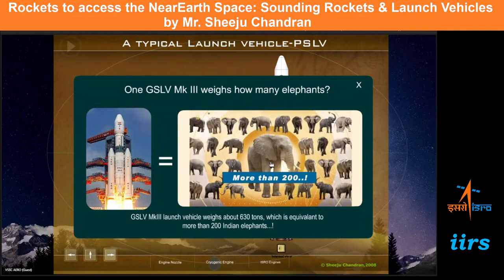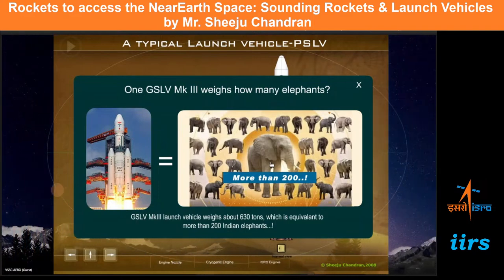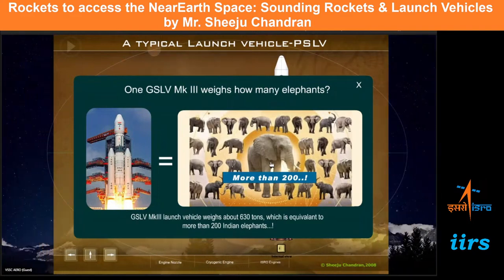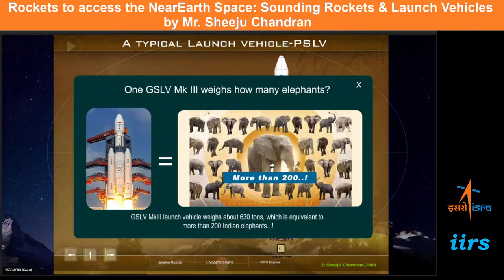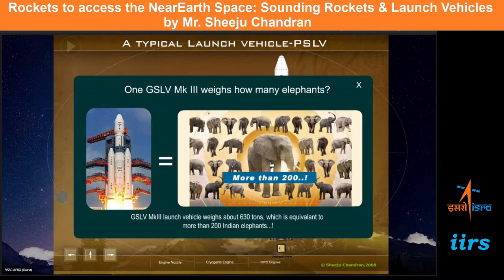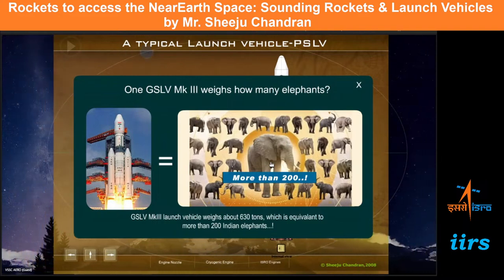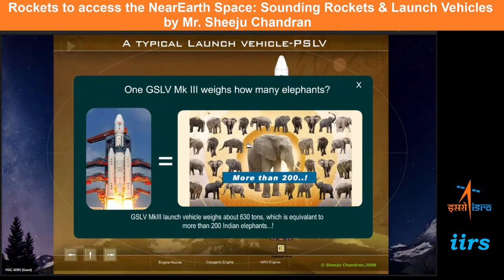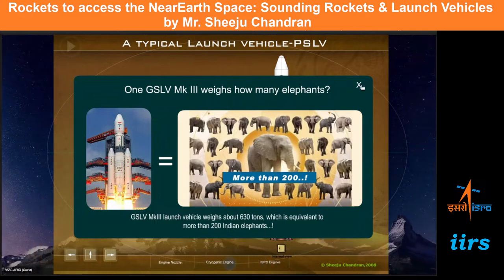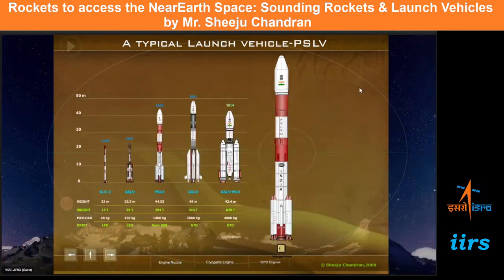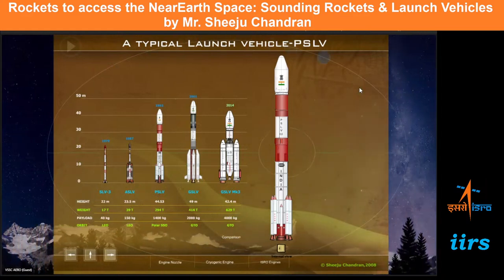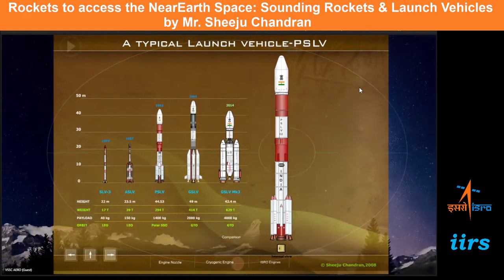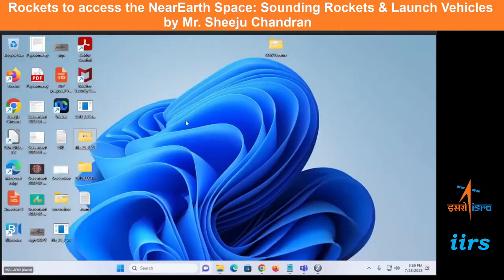But the next question is more important. How much should be the power of the rocket to lift something having the weight of around 200 elephants, then accelerate towards the Moon with such high velocity? You can imagine the kind of power associated with this launch vehicle. An enormous amount of energy and power has to be dissipated by this system. This is one point we have to keep in mind. So how does a launch vehicle work? We'll just see that.